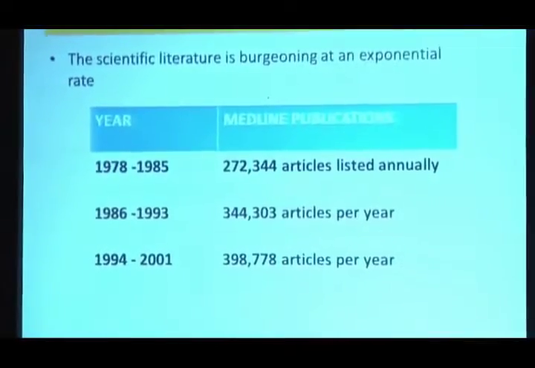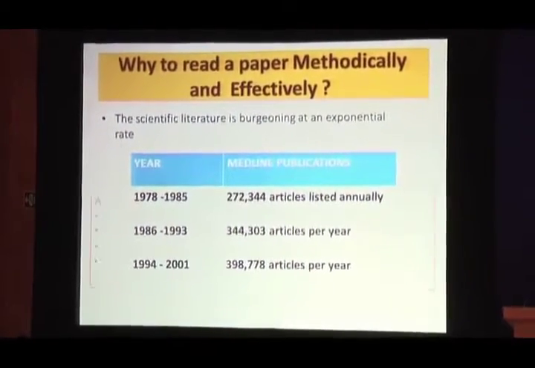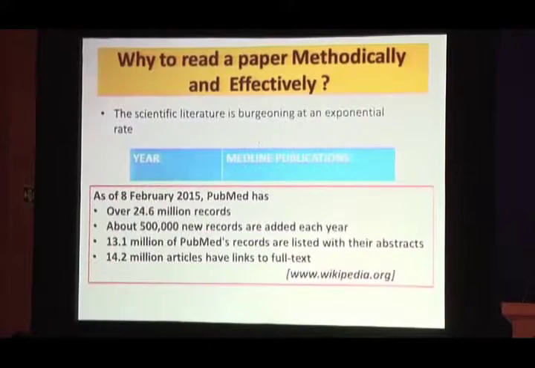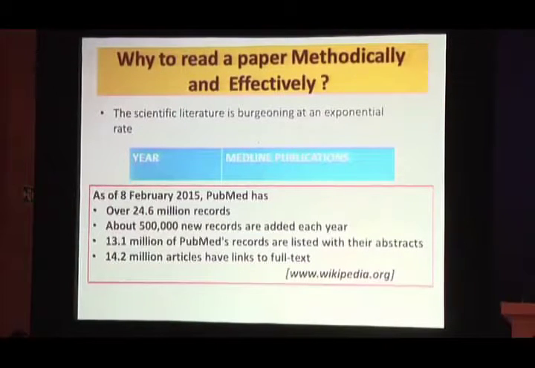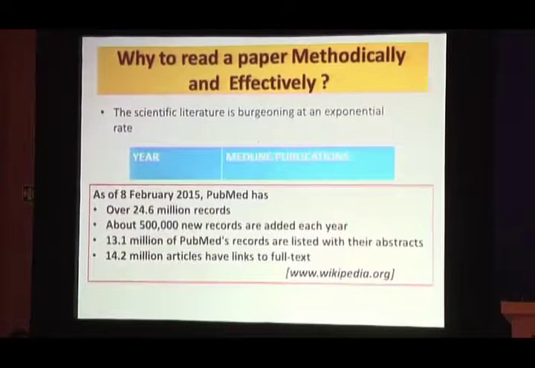Now, scientific literature is rapidly expanding, and it's so much that it is beyond the capacity of any ordinary human being to actually go through all the scientific papers. You can see how many papers are being published till the last decade. But here, as of February 8, 2015, PubMed has 24.6 million records. My God. And about 5 lakh new records are added each year.